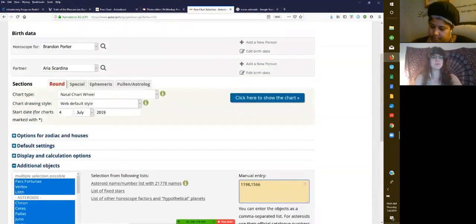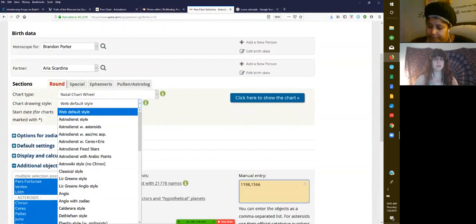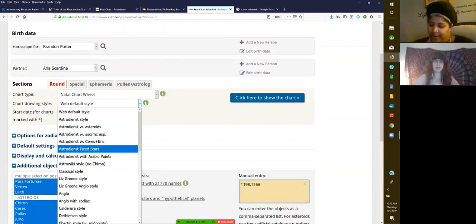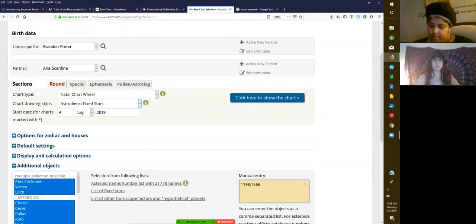So this is where you go under natal chart wheel. 1198 is Atlantis. Yes. Okay. Sorry, I'm writing this down. That's fine. You're going to go to where it says Astrodienst fixed stars. And then you're going to click to show the chart. And voila.